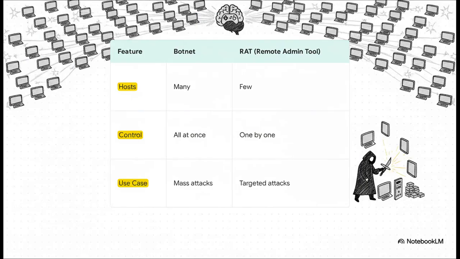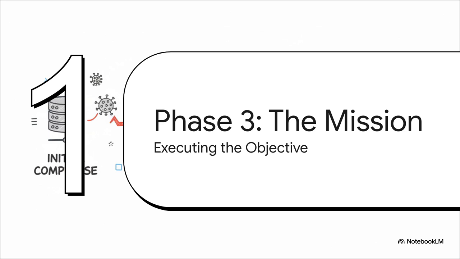This brings us to the two main strategies, the botnet versus the RAT. A botnet is that army, thousands of infected zombie machines, all controlled at once to do things like launch massive denial-of-service attacks. A RAT, on the other hand, a remote administration tool, that's the assassin's scalpel. It's used to control just one or maybe a few machines with surgical precision for things like spying or stealing very specific data.